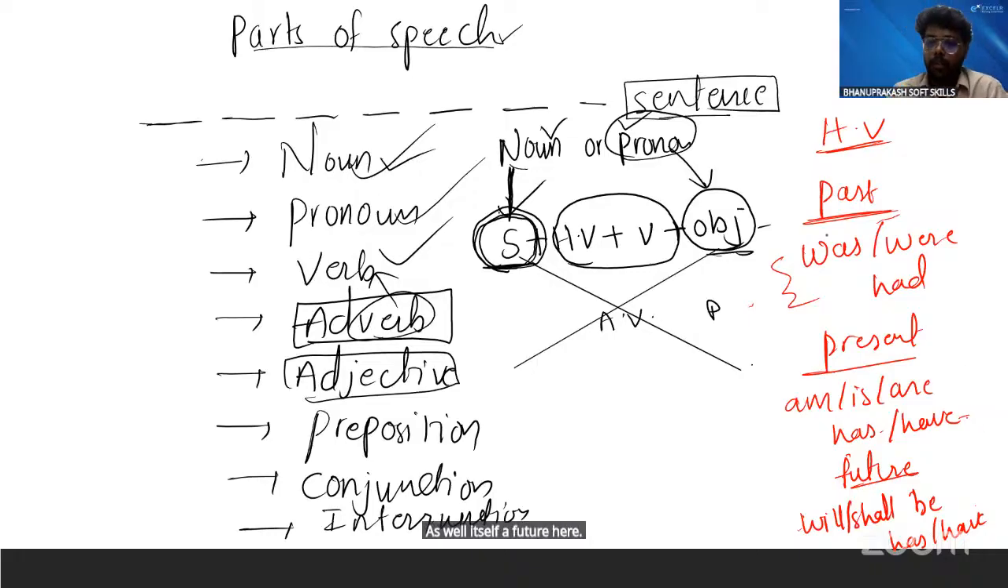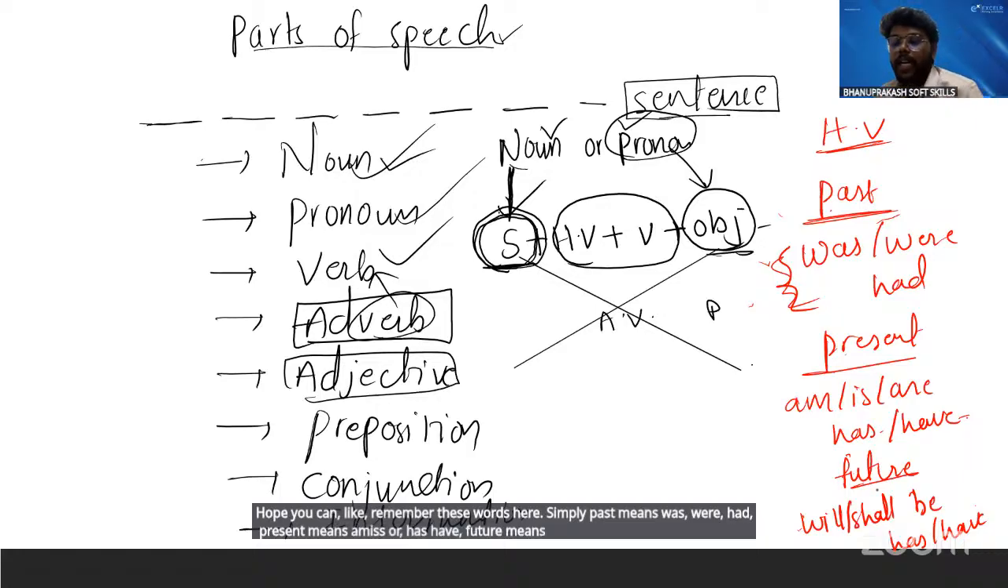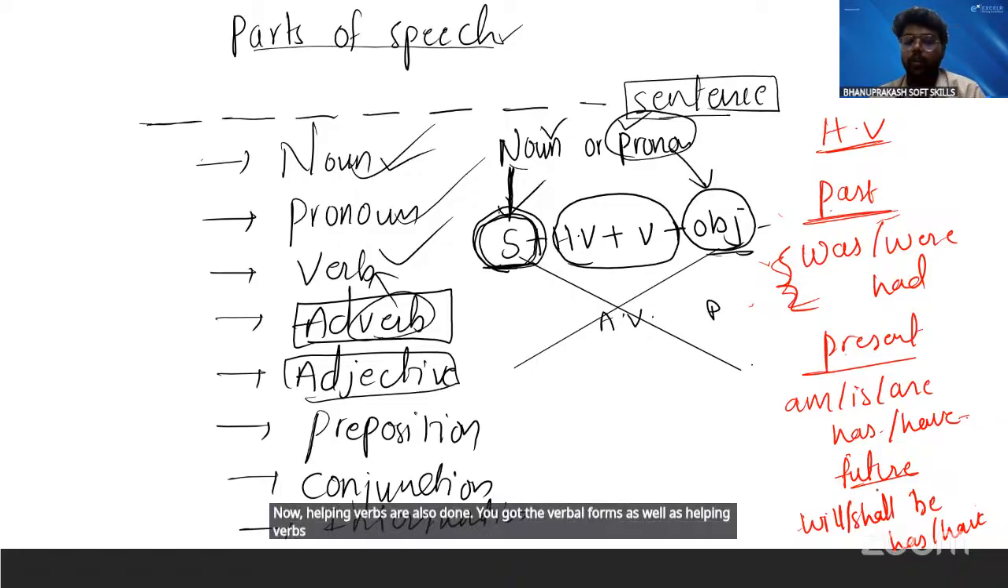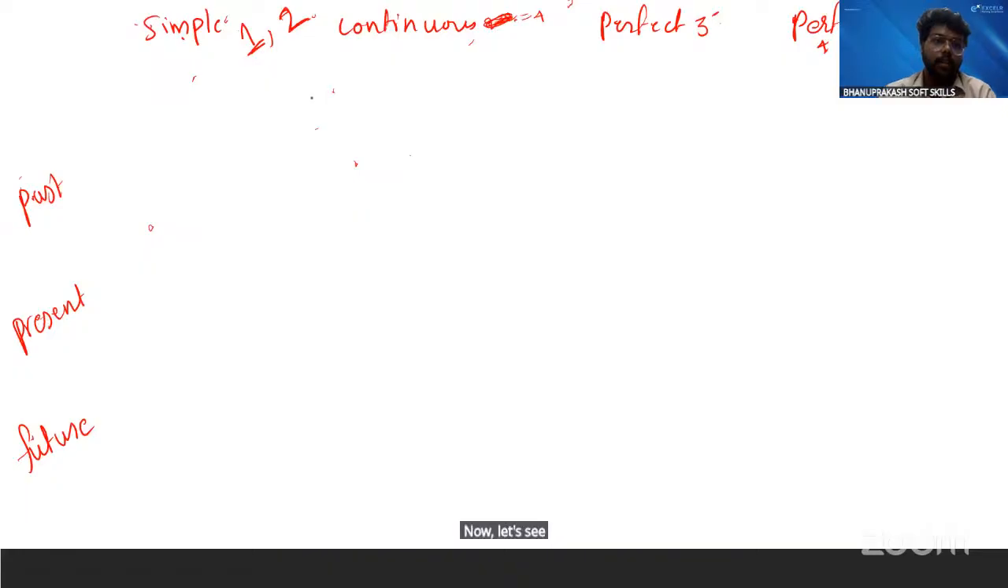Okay. Hope you can remember these words. Past means was, were, had. Present means am, is, are, has, have. Future means will, shall, be, has, have. Just remember these words. If you remember, then the helping verbs are also done. You got the verb forms as well as the helping verbs. All you need to do now is prepare the sentence formations.